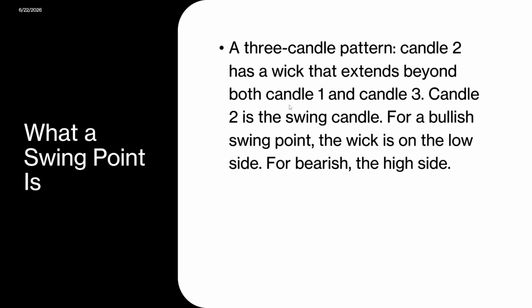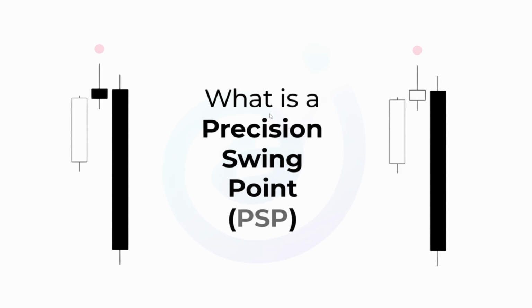What a swing point is, basically, is a three candle pattern. Candle 2 has a wick that extends beyond both candle 1 and 3. Candle 1 is the swing candle. For a bullish swing point, the wick is on the low side. For a bearish, the wick is on the high side. Let me show you the first slide. For example, something like this.